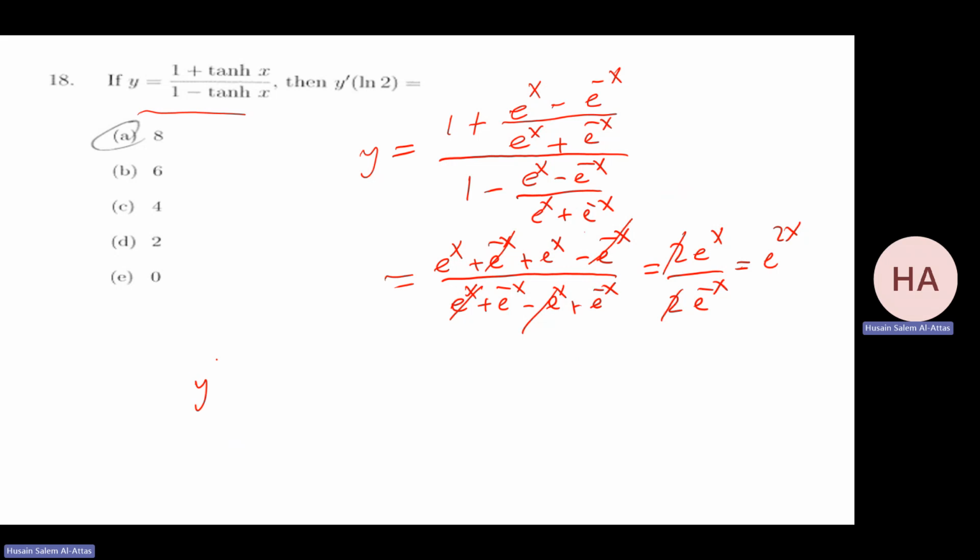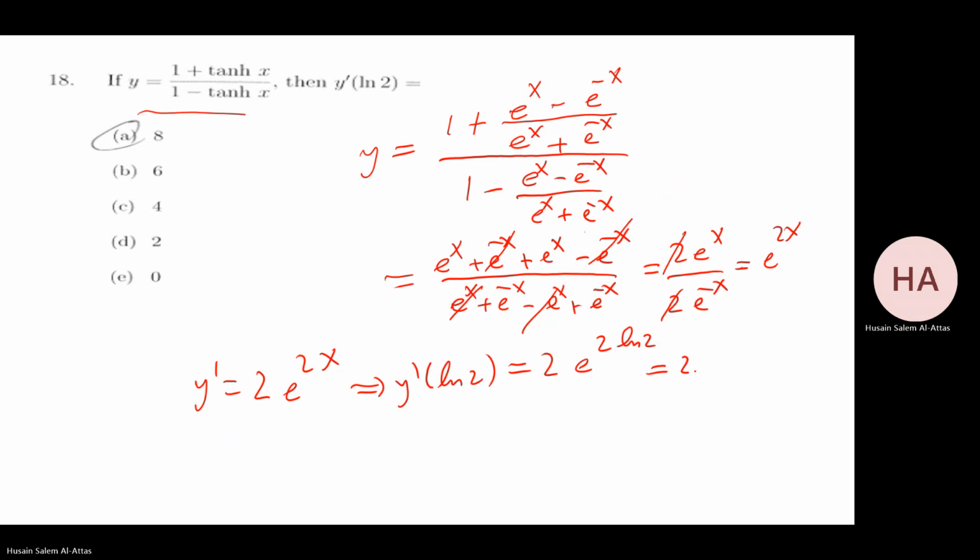Okay, so y prime will be 2e^(2x). What will be y prime at ln 2? That will be 2e^(2 ln 2), which is 2e^(ln 4). That will be 2 times 4, which is 8. So this is my answer.